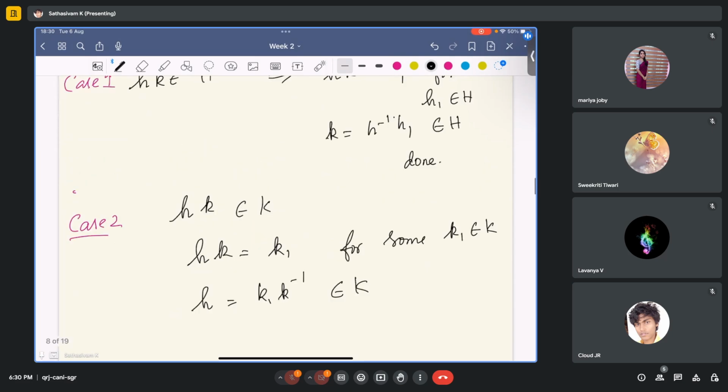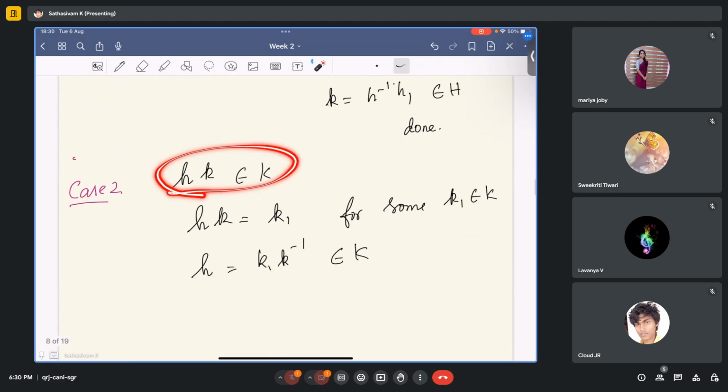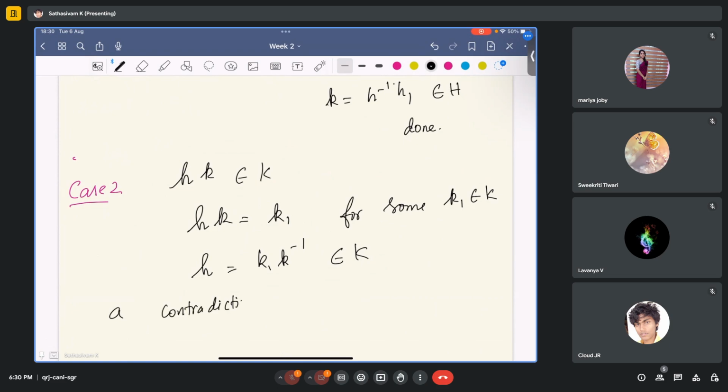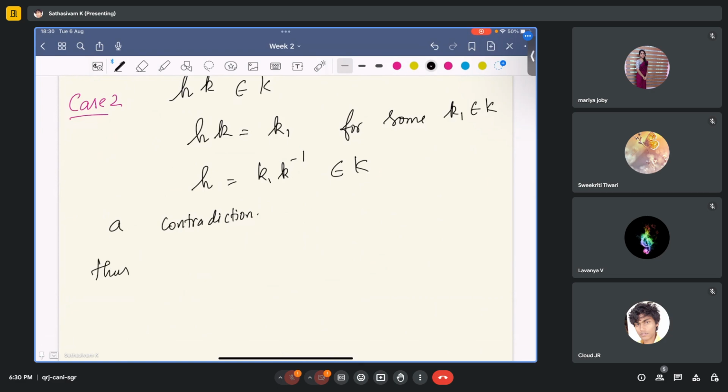But if you observe here, we chose this h in such a way that this h does not belong to K. So if this case happened, that implies this happens. But this is a contradiction, right? So this case cannot happen. Thus hk belongs to K is not possible.